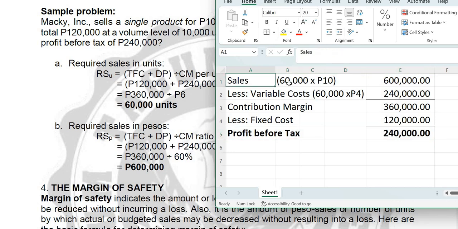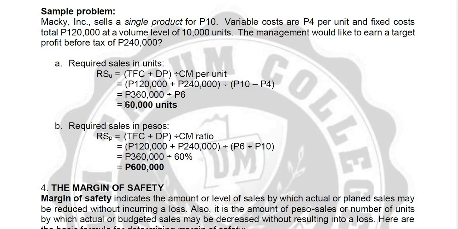So, at 60,000 sales volume, makaka-earn ka na ng 240,000 before tax. Okay? So, if you wanna know also how much is the peso value of that break-even, or I mean the target sales volume. So, ito class, yung 60,000, pwede na multiply mo na lang agad by 10 pesos the selling price para makuha ang 600,000. Pero pag hindi naman given yung selling price or there's no way to compute for that, then pwede nang gumamit na lang tayo ng formula.